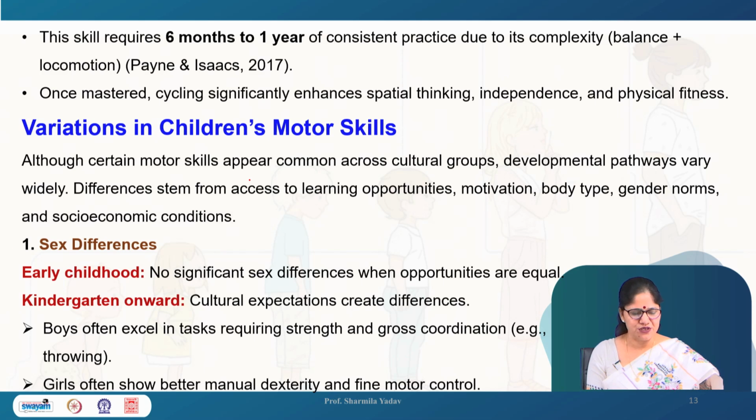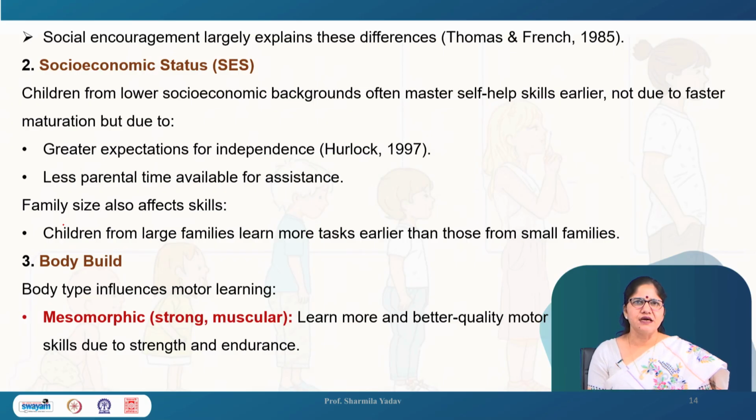The first particular variation is because of the sex difference. Early childhood, no significant sex differences when opportunities are equal. Kindergarten onward, that is KG onward, cultural expectations create these differences. Boys often excel in tasks requiring strength and gross coordination, for example, throwing. Girls often show better manual dexterity and fine motor control. Social encouragement largely explains these differences.